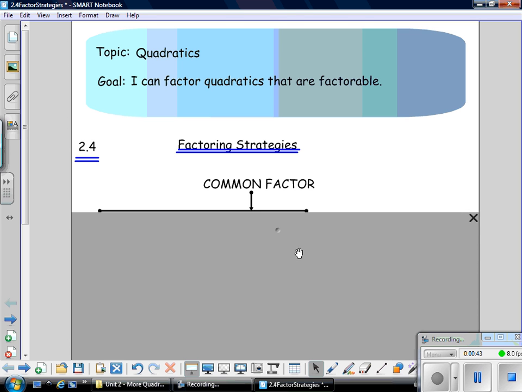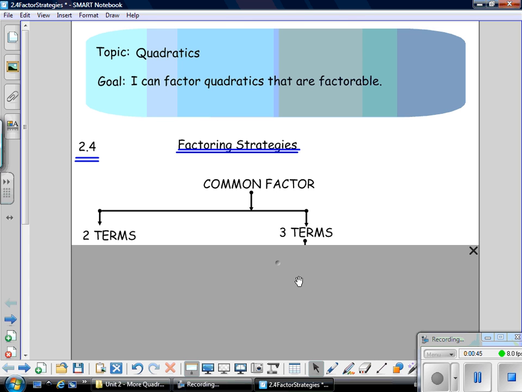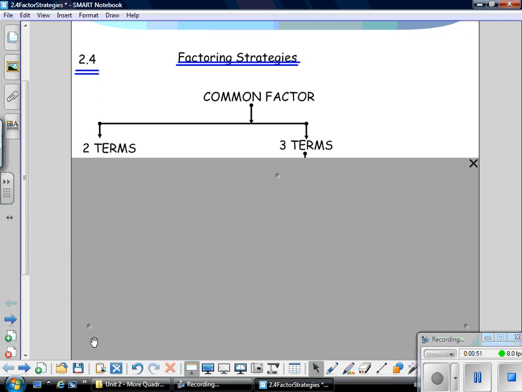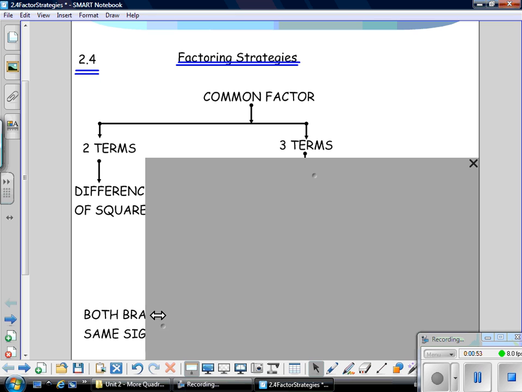The next level then would be, do I have two terms or do I have three terms? If I have two terms, and we're going to follow that one down next, I check, is it a difference of squares? In other words, do I have a perfect square minus a perfect square? If I do, then that's how I deal with it.